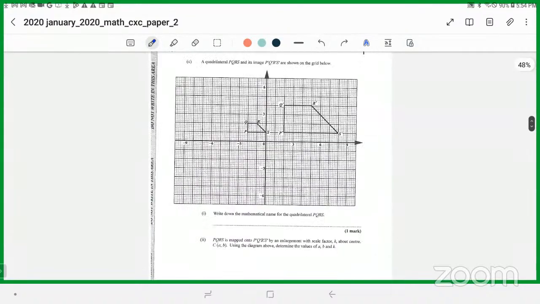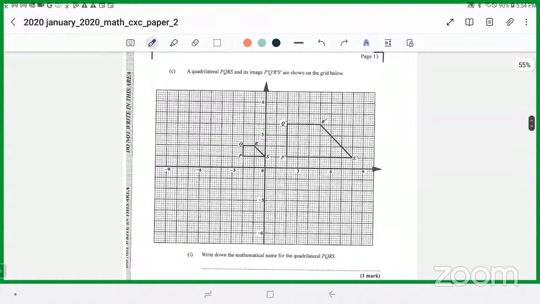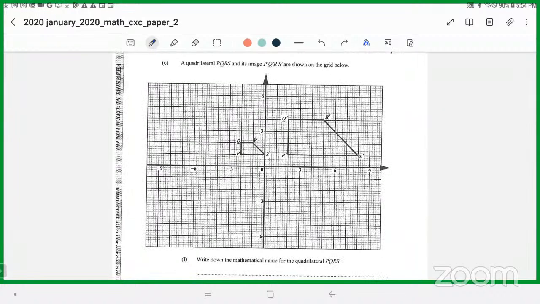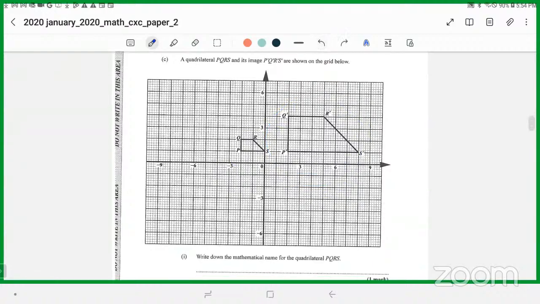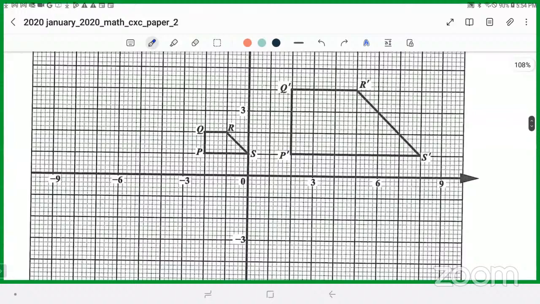Here we come to a transformation. This one says quadrilateral PQRS and P prime Q prime R prime are shown. So this one is the object. This one is the image. And you can know the answer for this question by just looking at it. So it's obvious that it's an enlargement because this enlarged to this. Because this is the object, this is the image. I know that this is the image because the prime is on it. Right? The prime is on those vertices.